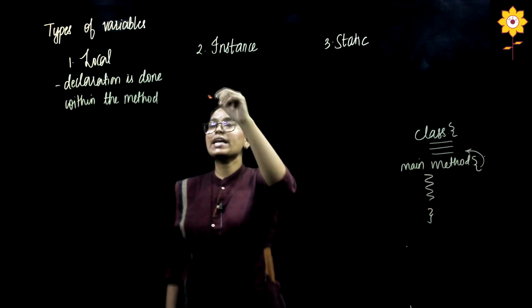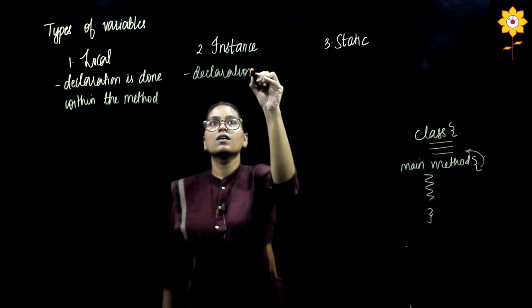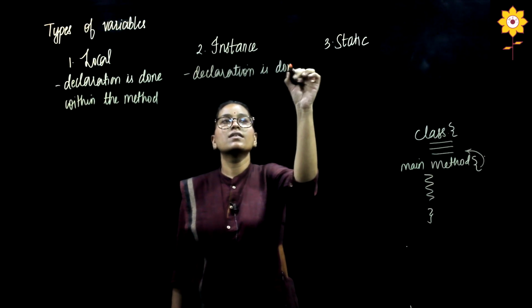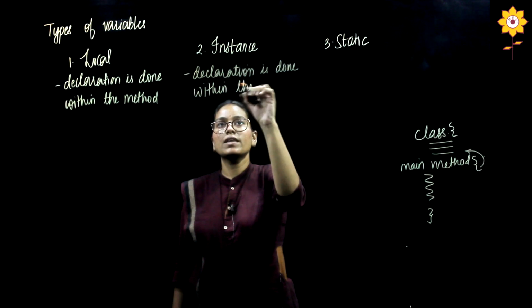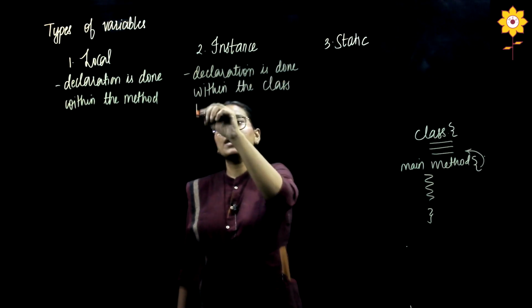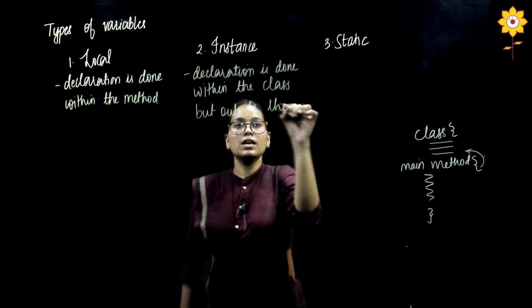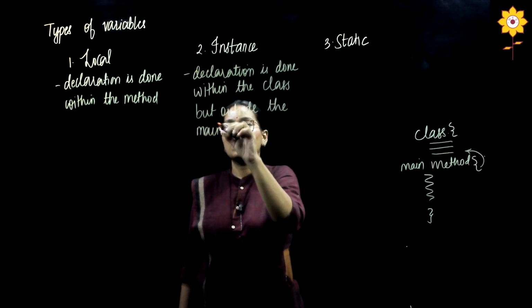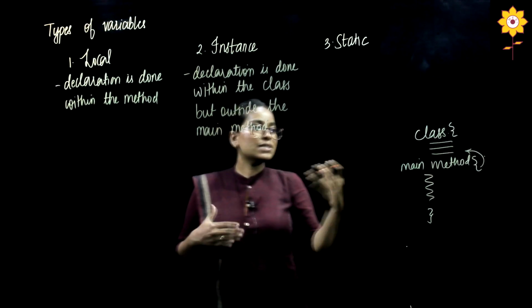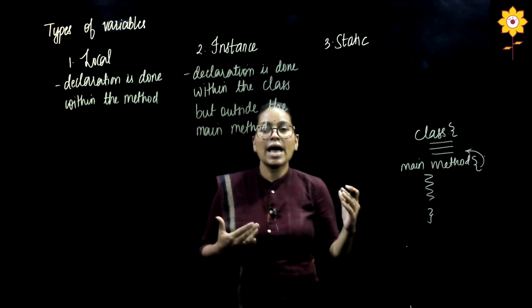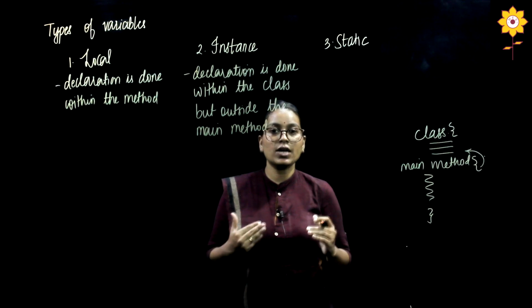So, here the instance variables are declared before, outside the main method. Okay. So, where do we declare instance variables? Declaration is done within the class, okay, they are within the class, but outside the main method. Okay. So, these variables, the instance variables, can be accessed from any method that you create within a particular class.